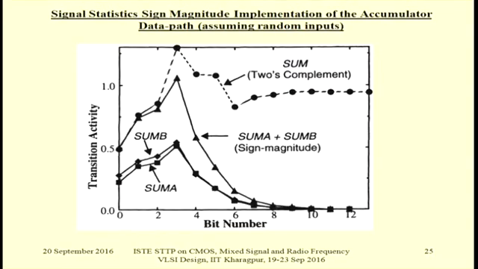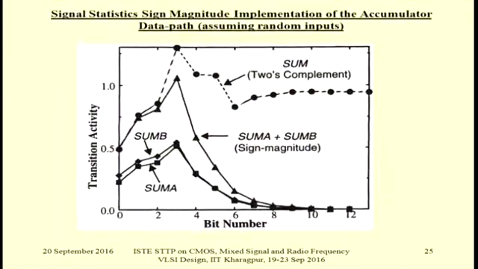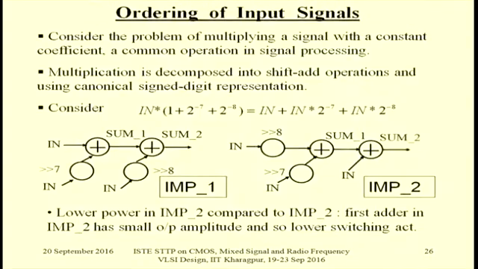So that means we gain on the side of switching power, but on the hardware side, sign magnitude is worse. And when the input changes very slowly, sign magnitude performs worse. This is due to the switching of the overhead capacitance.